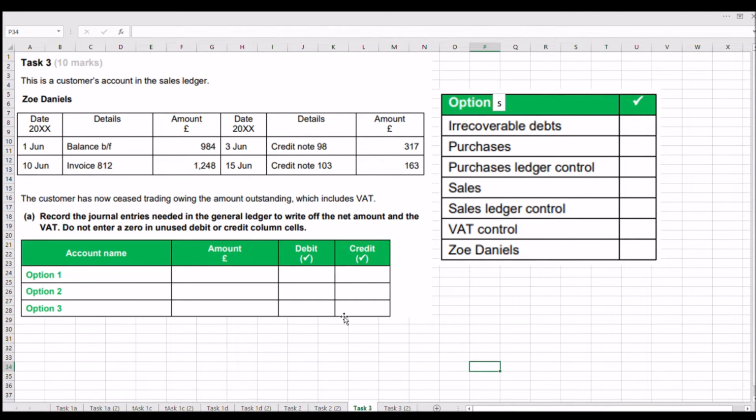This is a 6-mark question. It should take you about 3 minutes. So we'll come back in 3 minutes.